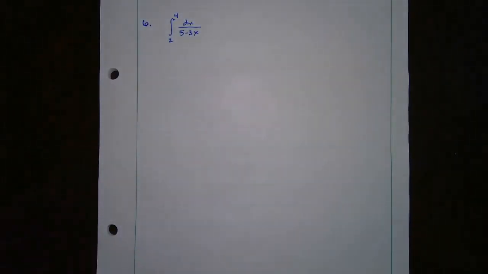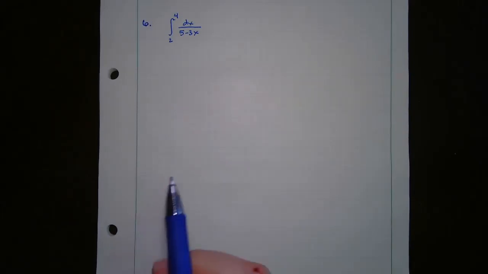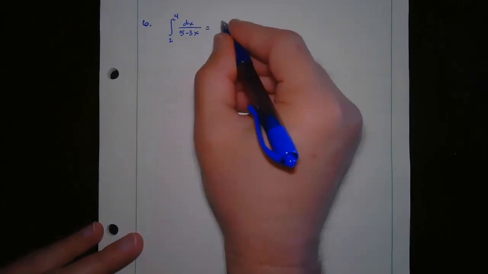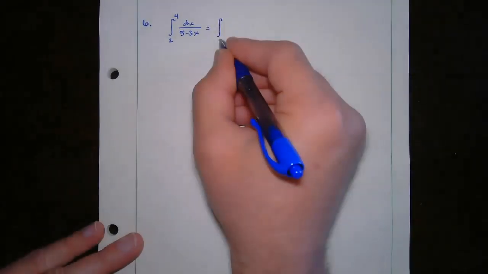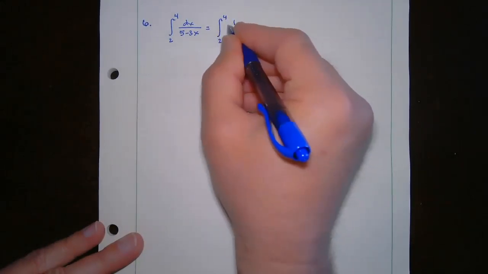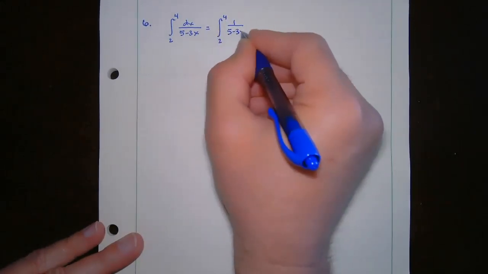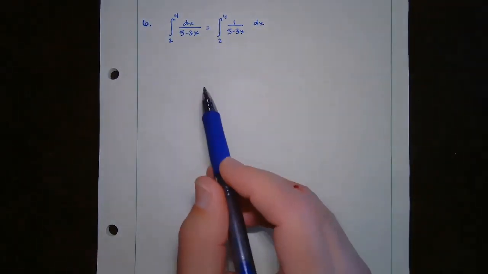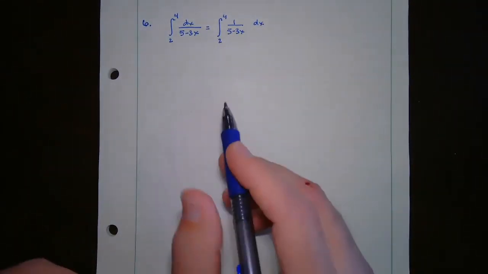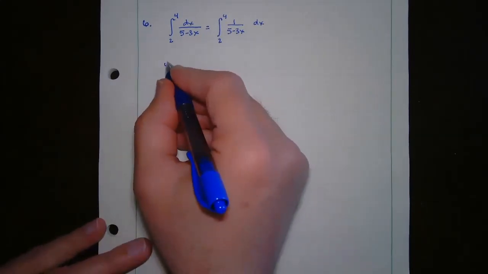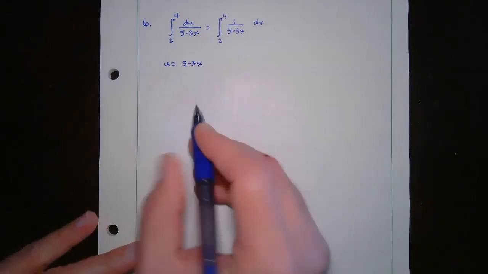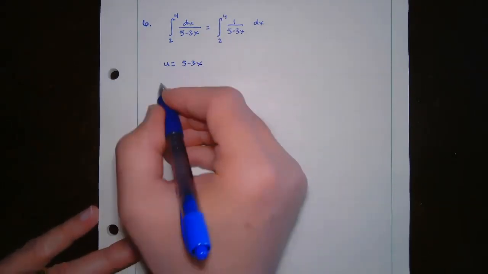For number 6, they're asking you to find the integral from 2 to 4 of 1 over 5 minus 3x dx. This is another, again, integration by substitution. So I'm going to let u equal 5 minus 3x, and then du would be the derivative of this.